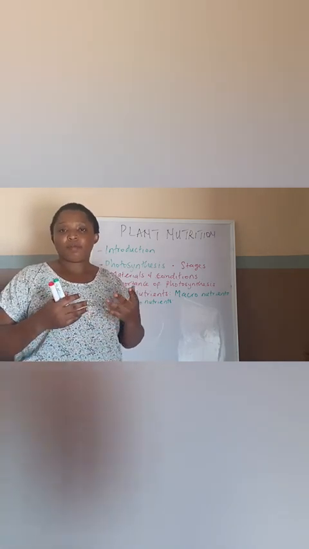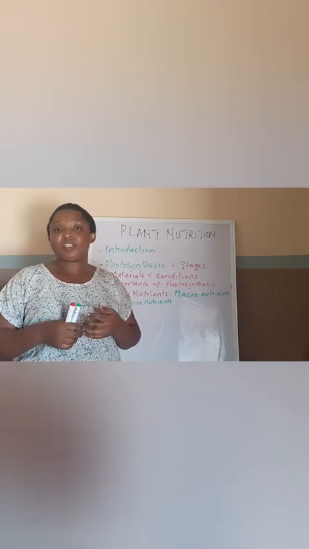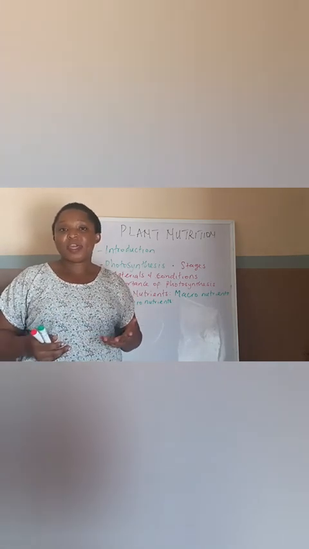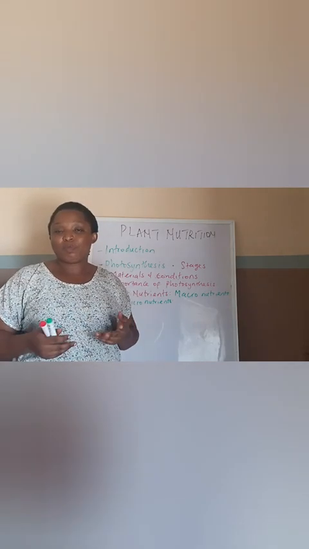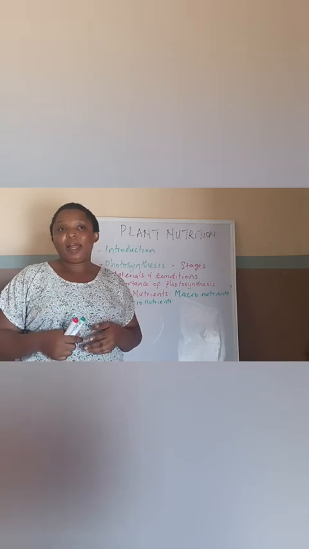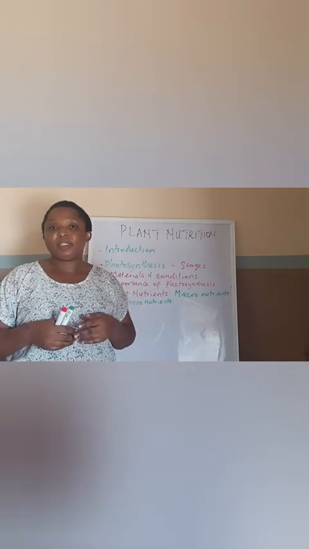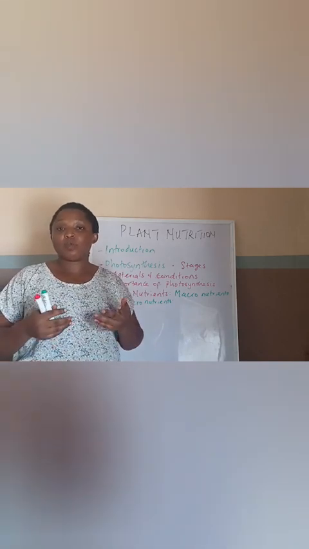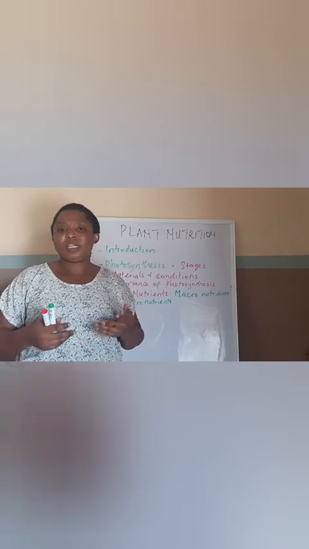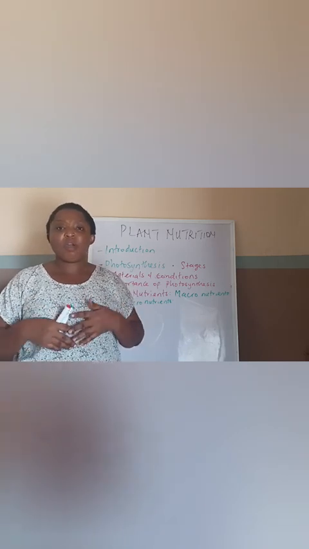So the deficiency of phosphorus will lead to weak plants. The plant will be weak, the stem will be slender, and there will even be discoloration in the plants. It can turn yellow, sorry, brown. So this shows that there is deficiency of phosphorus.